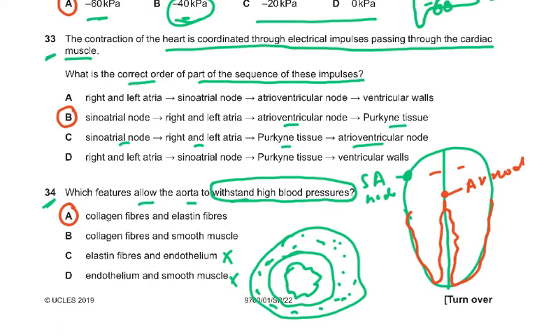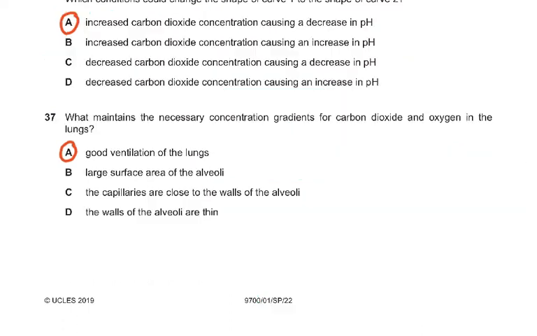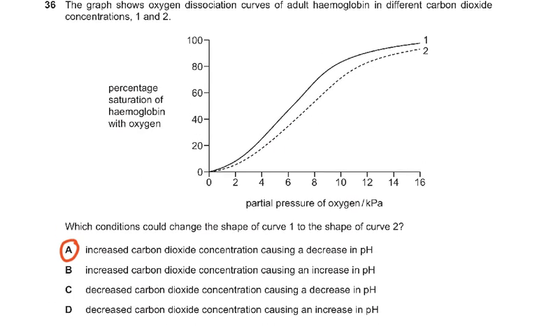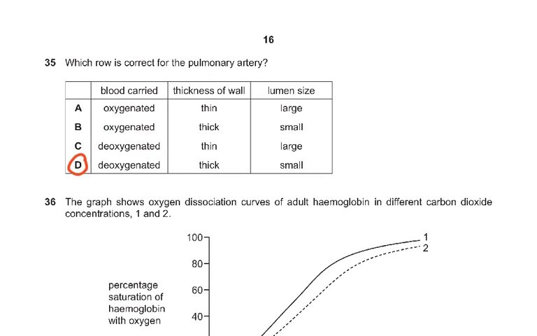Vasodilation of the skin arteries, skin arterioles, so that more heat is lost. So please understand what they are asking and how you've got to come to the answer to this. Then coming to 35, which row is correct for the pulmonary artery?